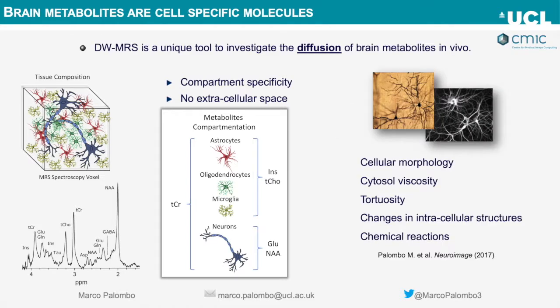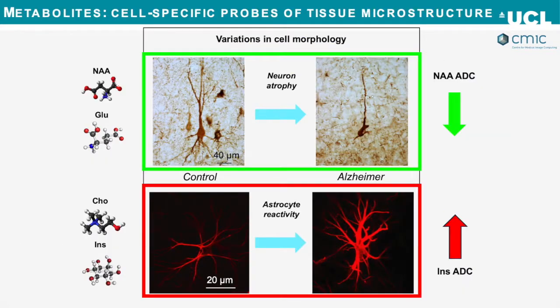Therefore, these molecules can be used as cell-specific markers, and their diffusion can be measured using diffusion spectroscopy to obtain quantitative information about cell morphology, intracellular viscosity and tortuosity, and much more. So coming back to my previous example, using now, for example, measurements of NAA and inositol ADC, we should be able to disentangle neuronal atrophy from glial reactivity.